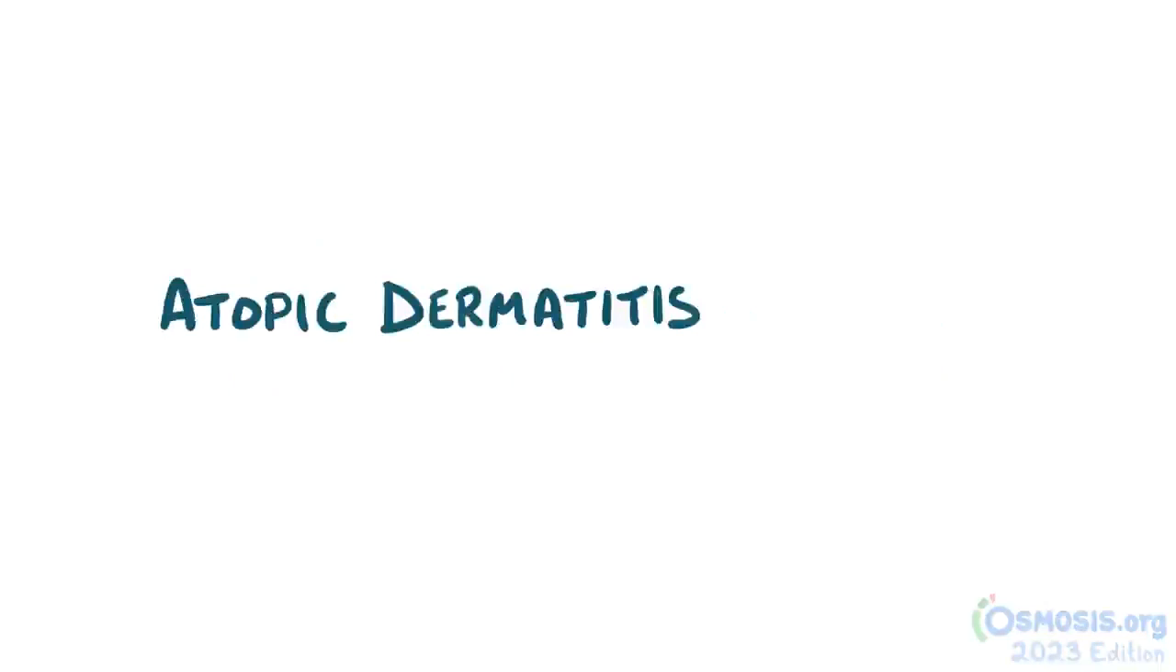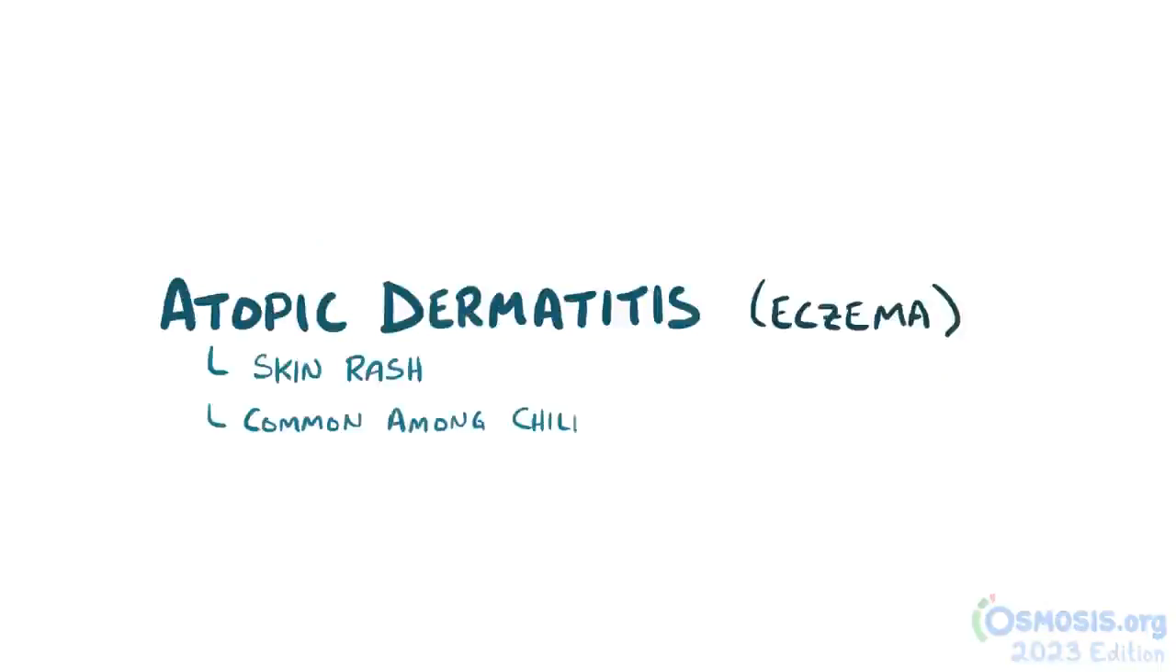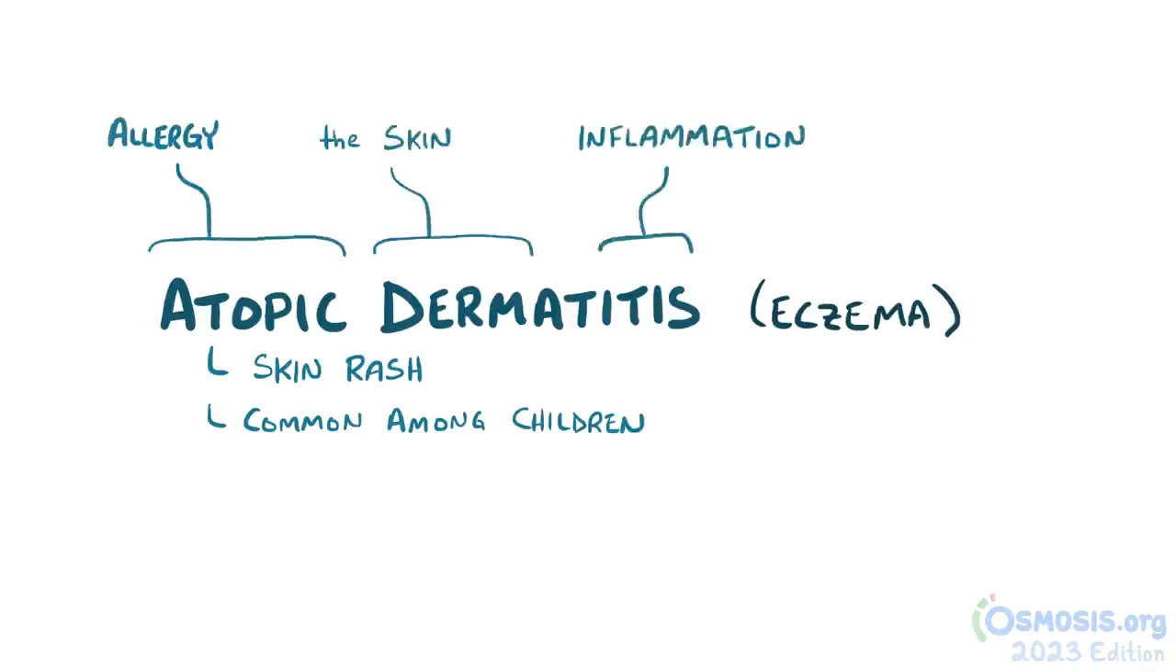Atopic dermatitis, or atopic eczema, is a skin rash that's particularly common among young children, but can last into adulthood. Atopic refers to an allergy, derm refers to the skin, and itis refers to inflammation. So, atopic dermatitis describes skin inflammation that results from an allergy.